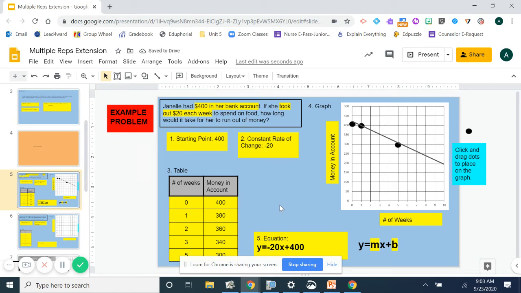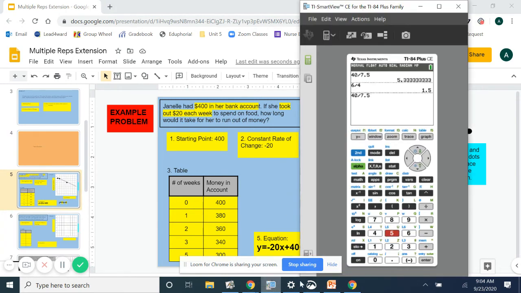And I've got all 5 pieces for Janelle's information. So now it says, how long would it take for her to run out of money? So what I would do to really answer that question is take out my calculator. And now that I have the equation, I can figure out anything about Janelle's bank account. So I'm going to go to y equals. I'm going to clear out what I have here already. And I'm going to type this equation in.